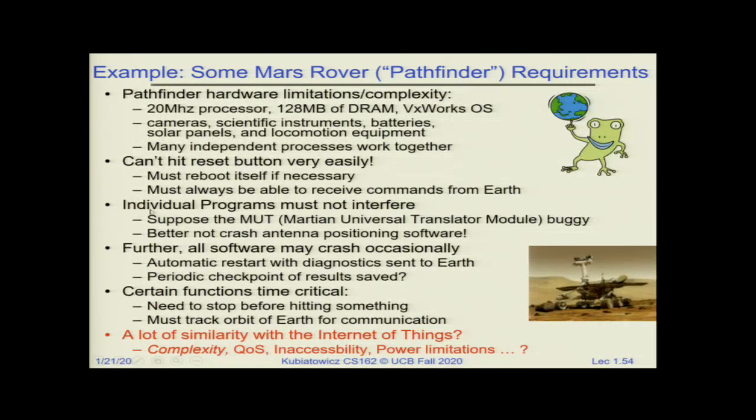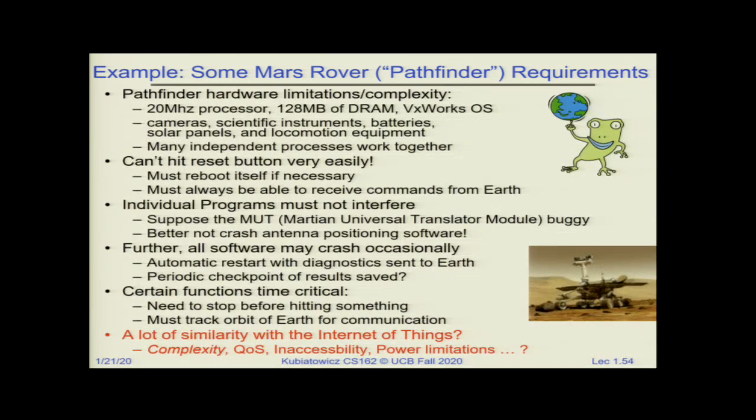This is a great instance of why you've got to design really well-structured software that won't fail. And the individual programs themselves shouldn't fail. So suppose the Martian Universal Translator, to talk to the Martians, better not crash the antenna positioning software, because while it's busy talking to Martians, if the antenna is not pointed directly at the Earth, then you can no longer talk to the rover and you're in trouble, right? Software may also crash occasionally, so you need some way of automatically restarting and sending diagnostics to Earth. And certain functions are time critical, like don't run into things. You've got to stop the rover before it goes off a cliff.